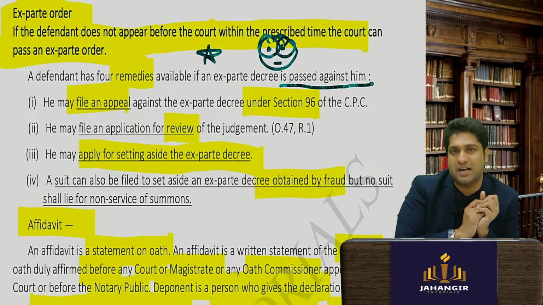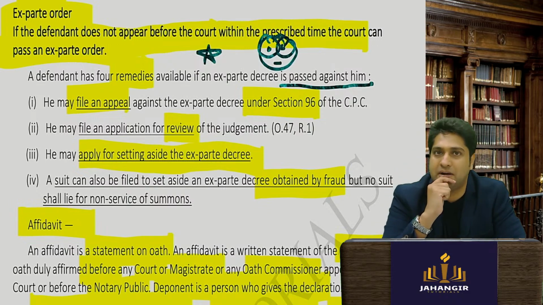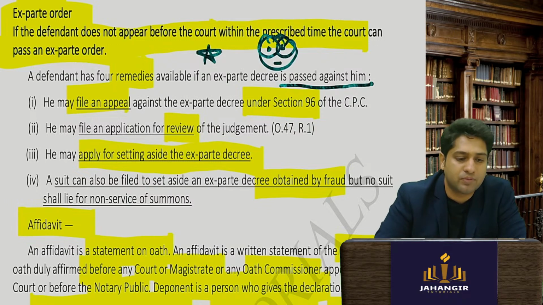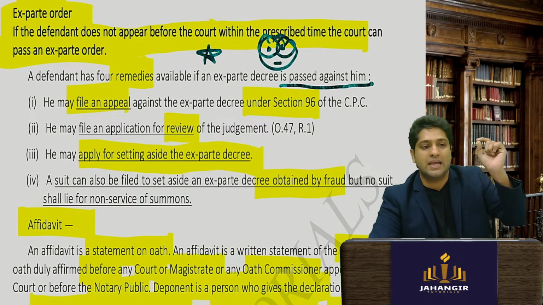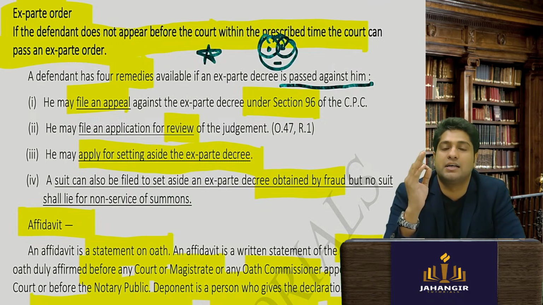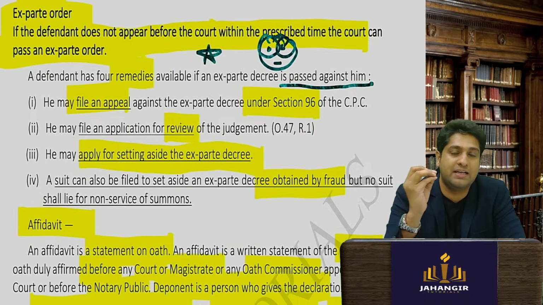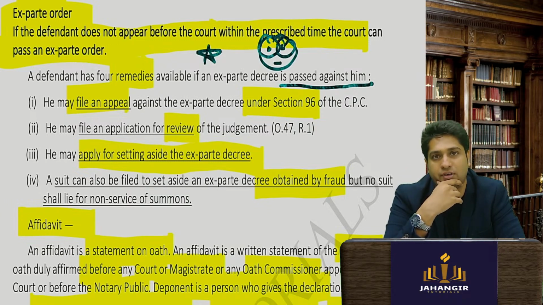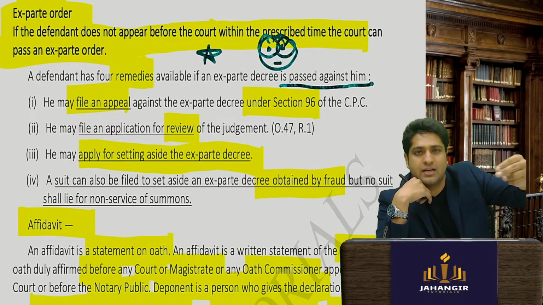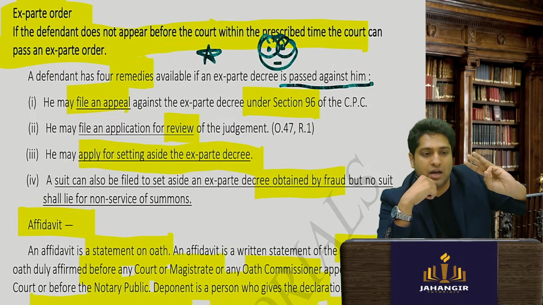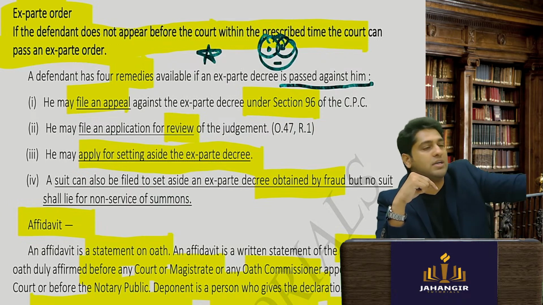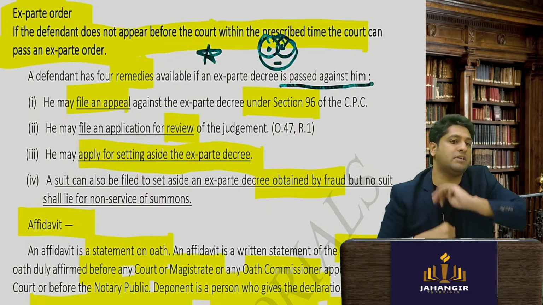Now in the exam they had asked that if an ex parte order has been passed against your client, what remedies does that person have? You tell me. If an ex parte order has been passed against a person, what remedies does the client have? So he can go in appeal. He can ask the same court to review it. He can apply for setting aside the ex parte order, or he can tell the court that the order has been obtained by fraud.